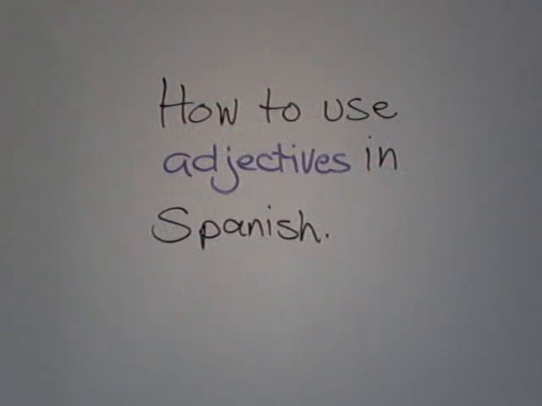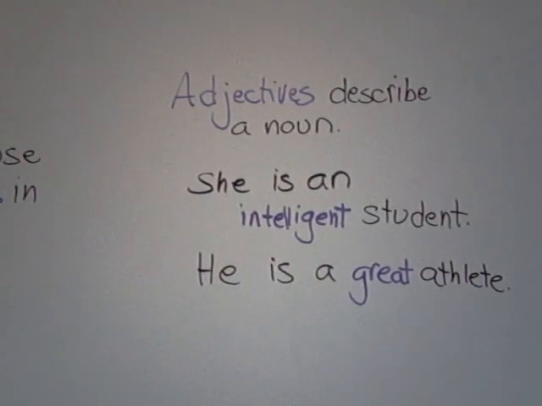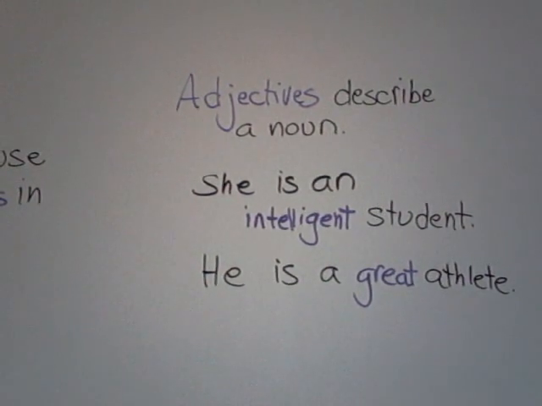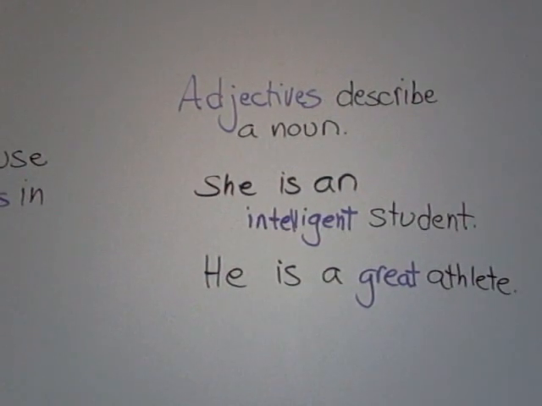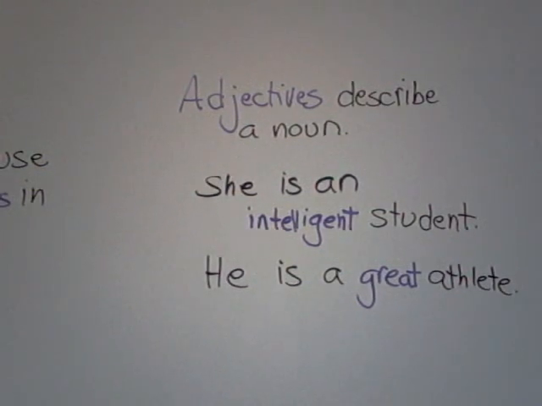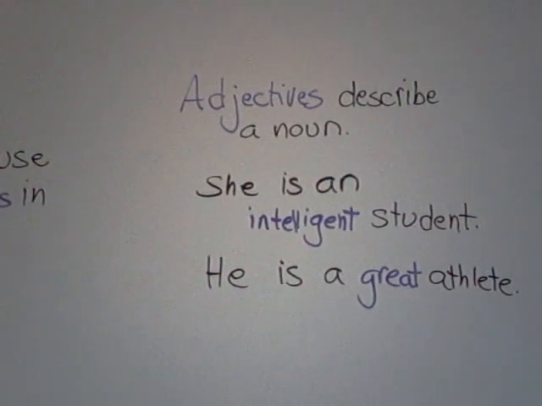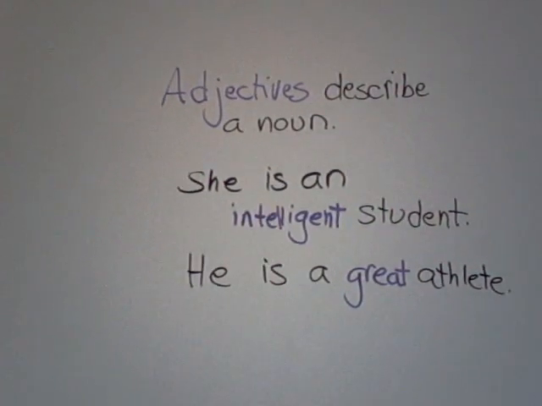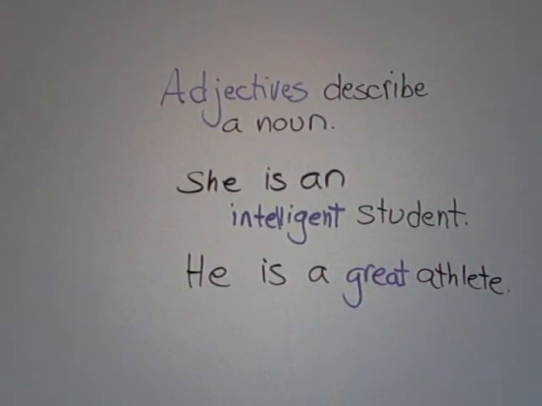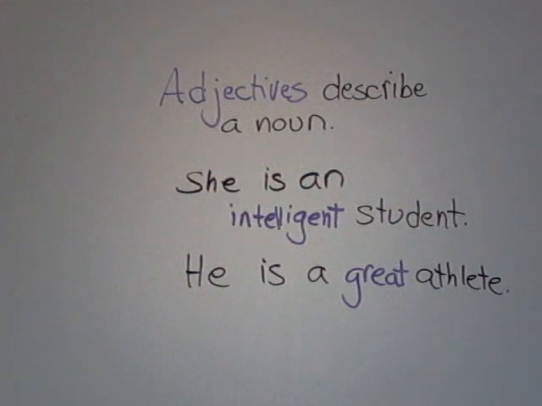This video is on how to use adjectives in Spanish. You know what an adjective is. It describes a noun. She is an intelligent student. He is a great athlete. Intelligent is an adjective that describes student. Great describes athlete.